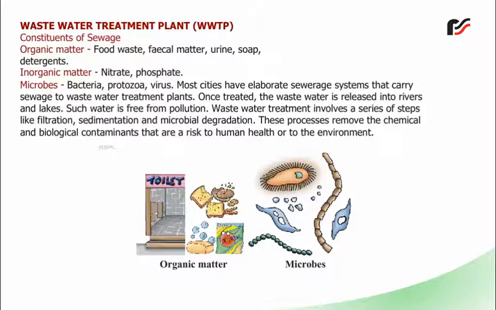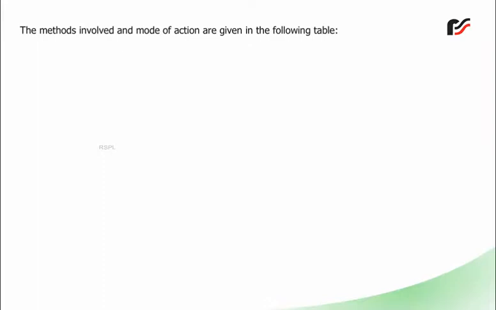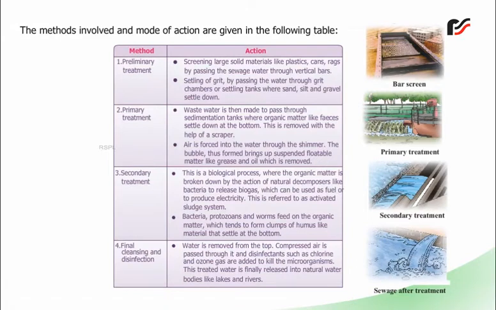Wastewater treatment involves a series of steps like filtration, sedimentation, and microbial degradation. These processes remove the chemical and biological contaminants that are a risk to human health or to the environment. The methods involved and mode of action are given in the following table. Method 1. Preliminary treatment. Action: screening large solid materials like plastics, cans, rags by passing the sewage water through vertical bars. Settling of grit by passing the water through grit chambers or settling tanks where sand, silt and gravel settle down.